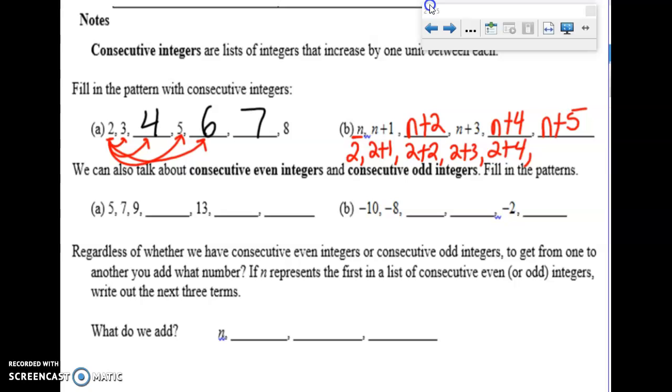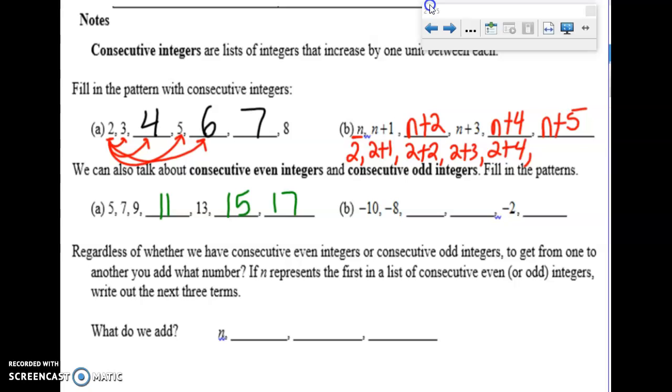All right, we can also talk about consecutive even and consecutive odd integers. So let's fill in the pattern here. It starts 5, 7, 9. So those are odd numbers and they're going up by 2. So 5, 7, 9, 11, 13, 2 more, 15, 2 more, 17.